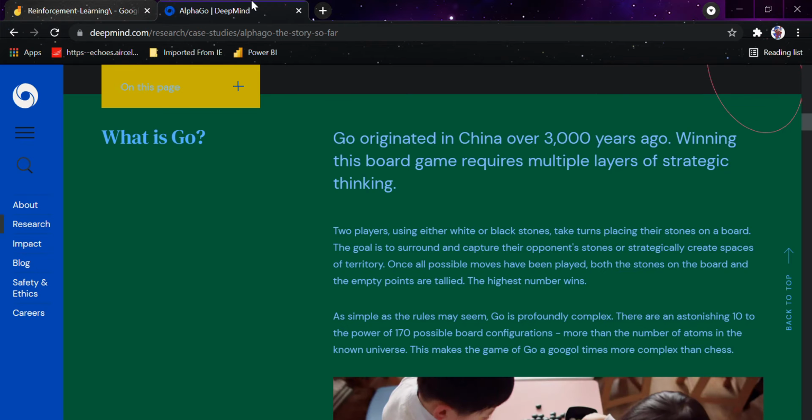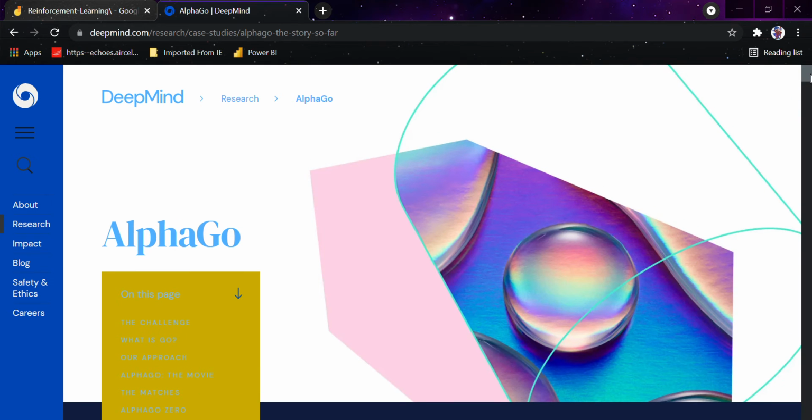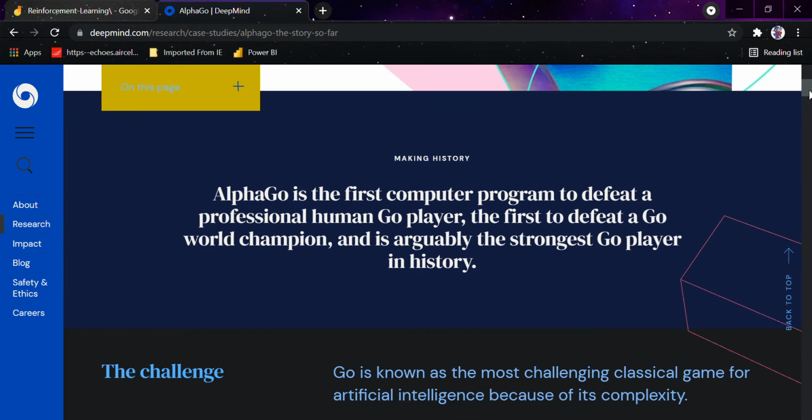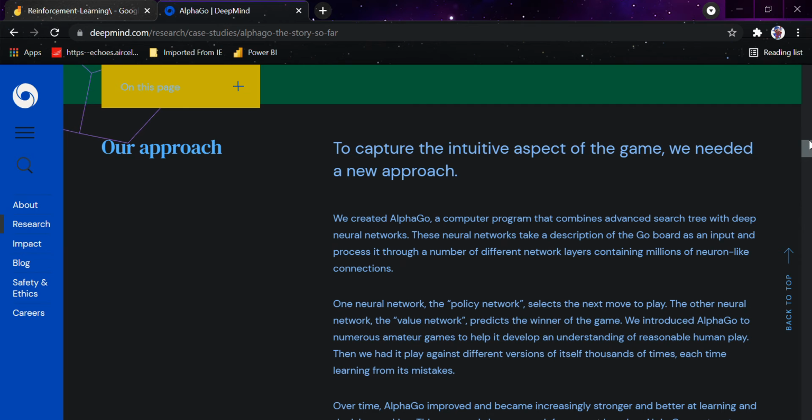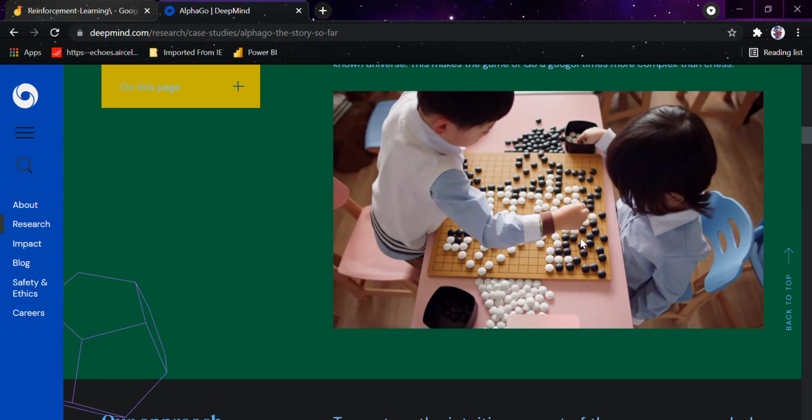One of the very famous examples of this is DeepMind's AlphaGo program. If you don't know about DeepMind, it was brought up by Google a few years back, and it does research on machine learning, deep learning and artificial intelligence. The AlphaGo program is also a good example of reinforcement learning. It made the headlines in May 2017 when it defeated the world champion Ke Jie at the game of Go. Go is a board game that was invented in China many years back, and you can see it's something like this.